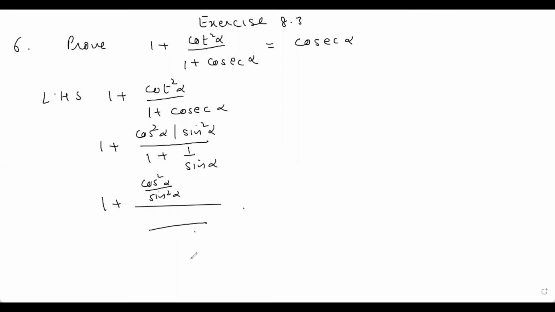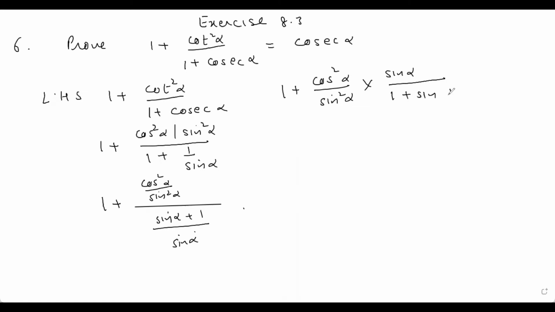1 plus cos square alpha upon sin square alpha. Take sin alpha as LCM. You will have sin alpha plus 1 in the numerator. 1 plus cos square alpha upon sin square alpha into sin alpha upon sin alpha plus 1. This can be written as 1 plus sin alpha. This sin alpha and this sin alpha is cancelled. I'll have 1 plus cos square alpha upon sin alpha, 1 plus sin alpha.